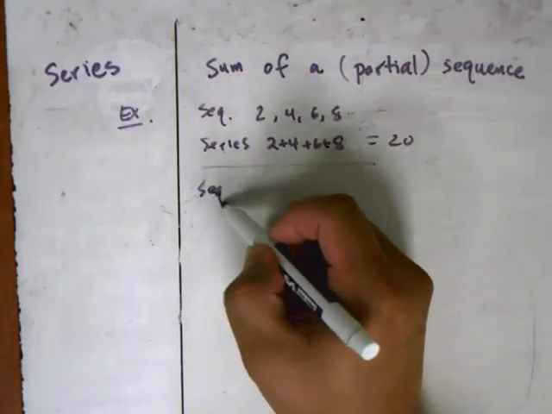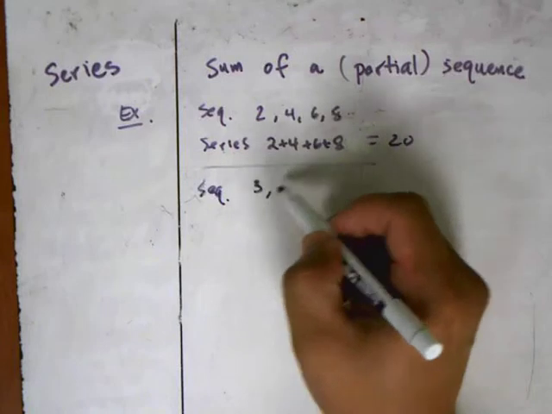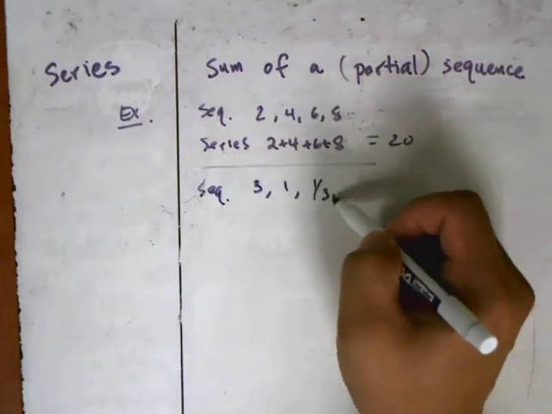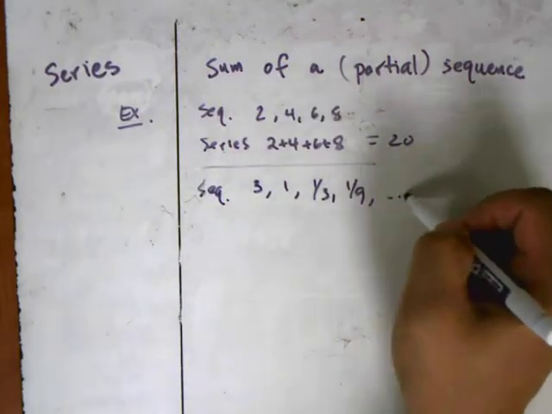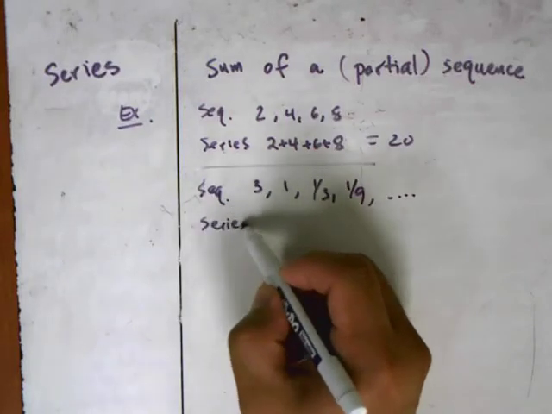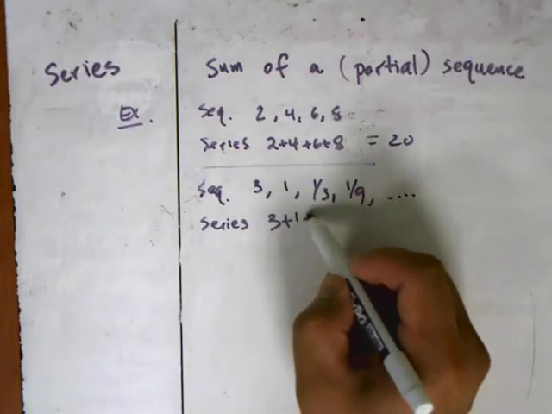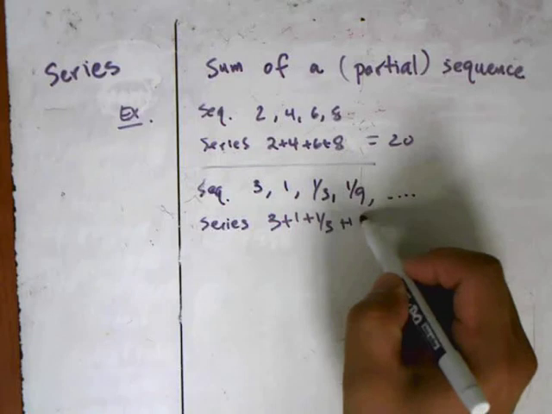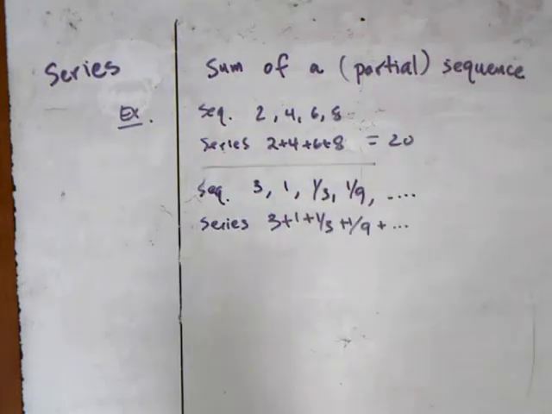Okay, and let's look at another example. If you have a sequence like 3, 1, 1/3, 1/9, and this pattern continues on forever, the series would just be 3 plus 1 plus 1/3 plus 1/9 plus dot dot dot onwards forever.